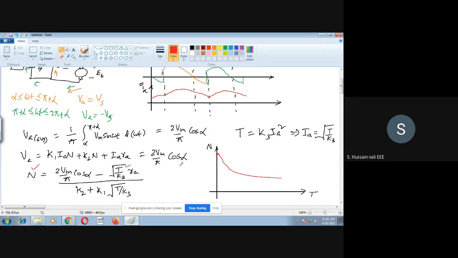Now, this is alpha equal to 0. Now you try to increase the value of alpha. So when you increase the value of alpha, what you find out here is that the cos value will decrease. So we'll find out this.